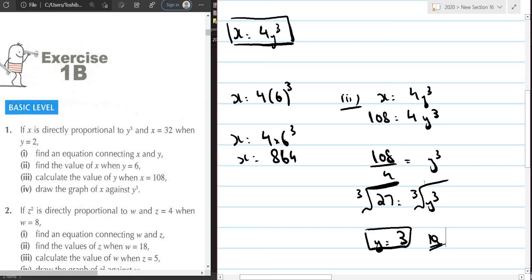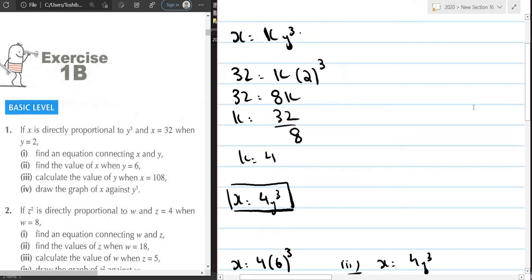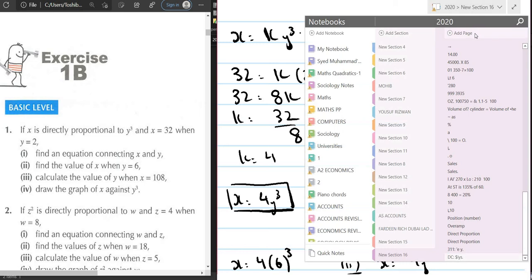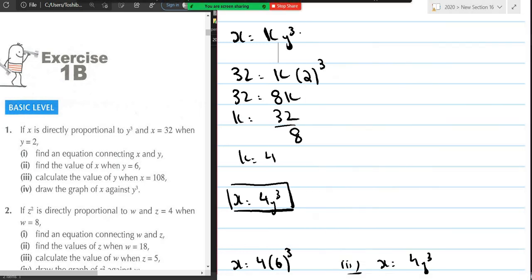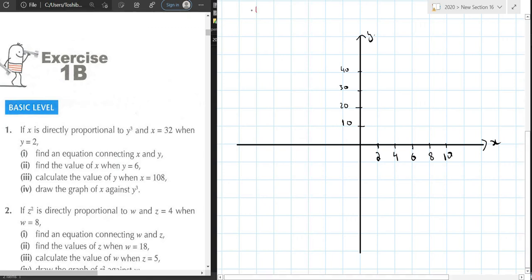Now it's saying basically draw the graph. Alright, so we'll do that as well. The equation is x is equal to 4y cube. Always do remember the equation. So as you can see, I have made the diagram. The equation is x is equal to 4y cube. Alright, so I'm going to use some values. So when y is equal to 0, x is also equal to 0. So that is 0 comma 0.